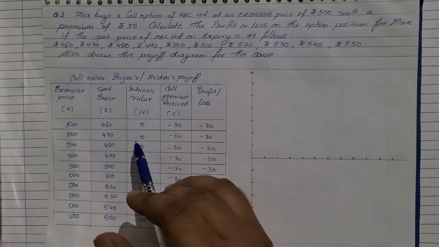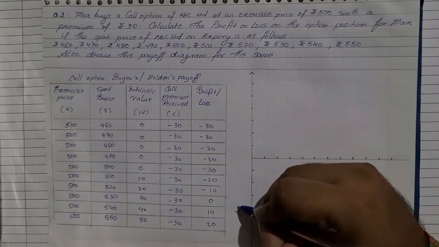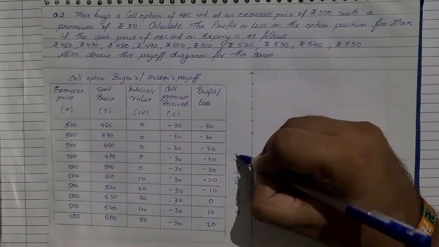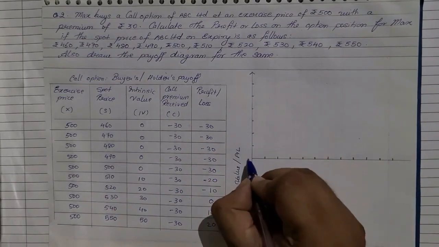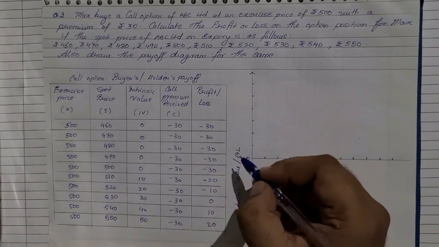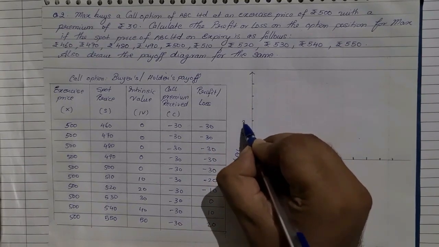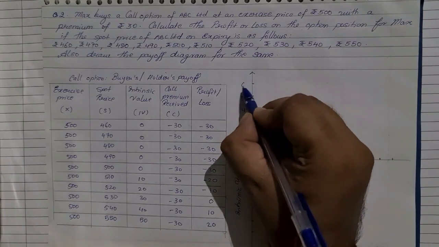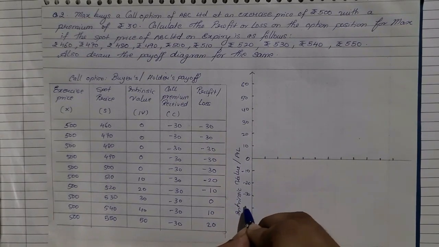Now let us see how we put the same thing into graphical format. Your y-axis will have our intrinsic value and the profit and loss. The intersection point of your y-axis and x-axis will be zero. Thereafter there is going to be a difference of 10, so we can see there is a 10-10 difference everywhere. I'll note down 10, 20, 30, 40, 50 and 60. Same way we'll have negative 10, negative 20, negative 30, negative 40 and negative 50.